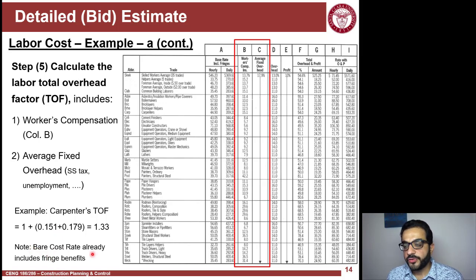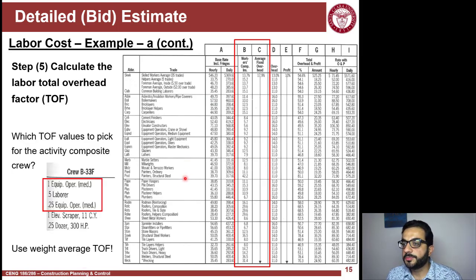And here, bare cost already includes fringe benefits. So remember, we talked about fringe benefits. Here, it's assumed to be included. Now, remember, we have this crew here, B33F. Now, I have different trades. I have equipment operators, I have laborers. So what TOF value should I use?